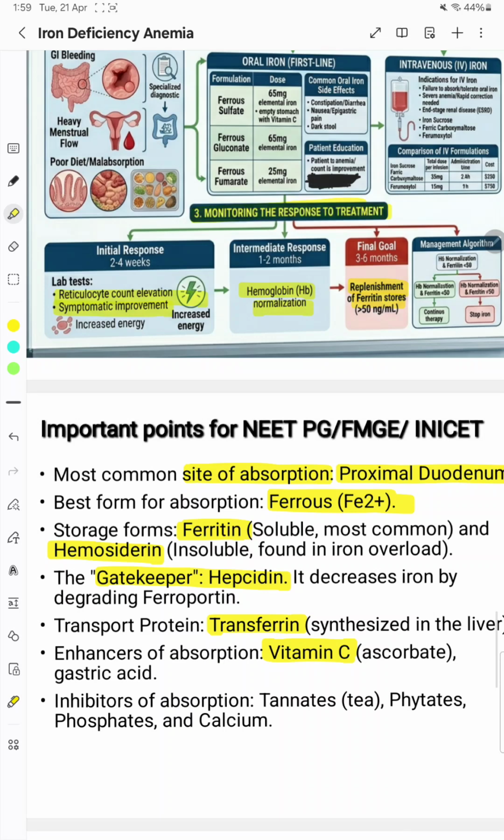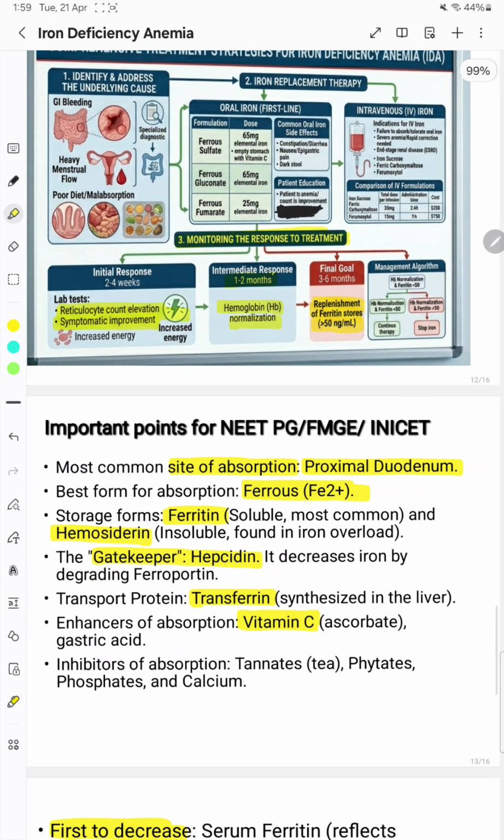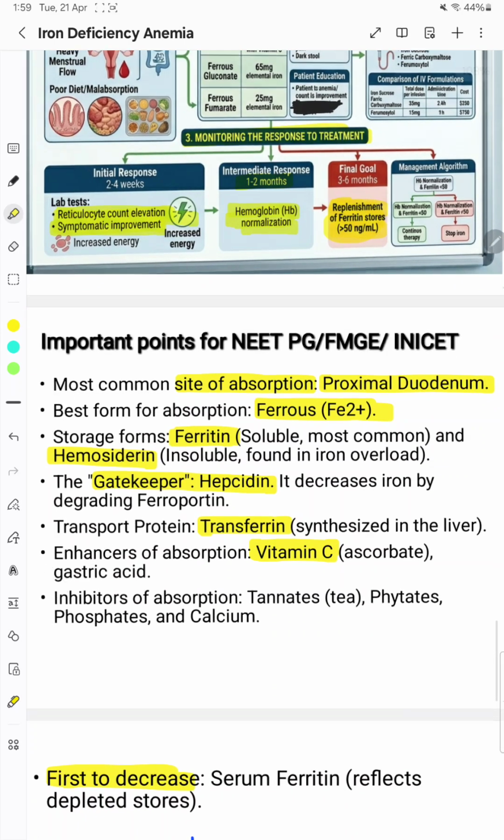The response to the treatment: initially in the first 2 to 4 weeks, lab tests show increased reticulocyte count and symptomatic improvement in the patient. In 1 to 2 weeks, there is increased hemoglobin level, and finally replenishment of the ferritin store. So this is the response to treatment. Initially increased reticulocyte count, then hemoglobin increases, and ultimately replenishes the iron stores in the form of ferritin.